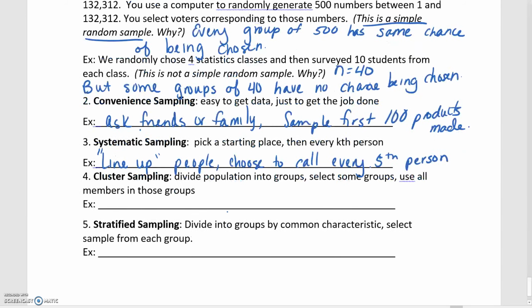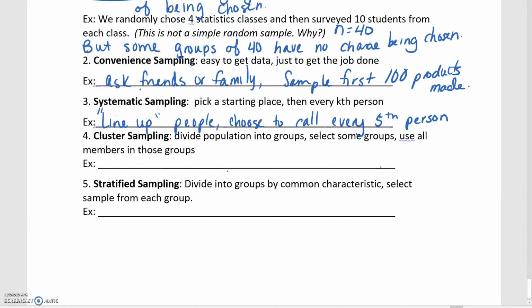Now the next two are going to seem similar, so this is where you're going to want to be careful about choosing between them. The next one we're going to talk about is cluster sample. It says divide the population into groups, select some of the groups, and use all of the members in the group. So for both of these next ones, you're going to be dividing the population into groups. Here you're just picking some of the groups and sampling all the people in the group.